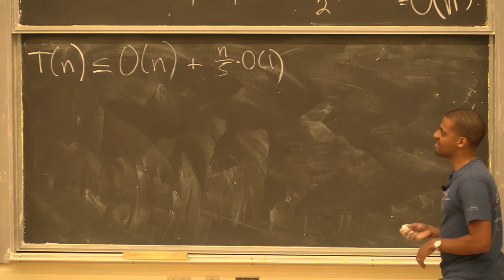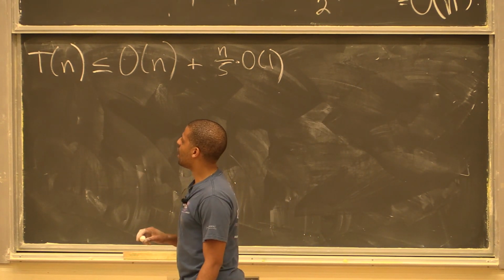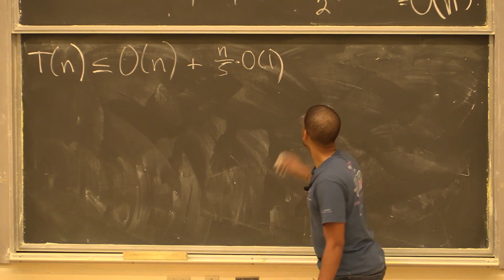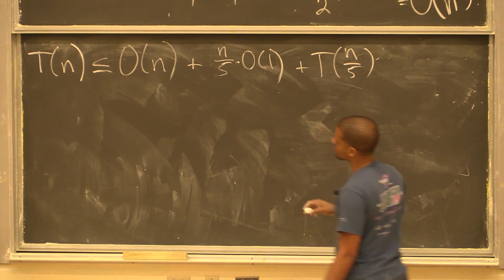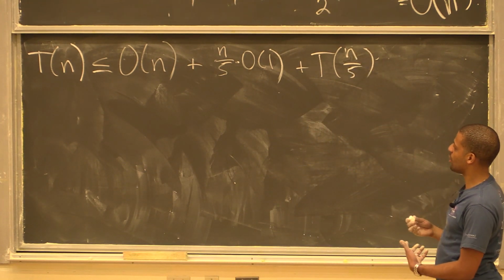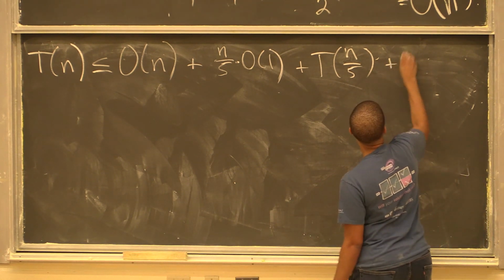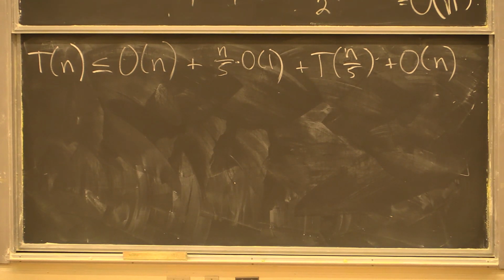And then I have to recursively call myself on this array B. B has size n over 5, so that's T of n over 5. Then I have to pivot around P. That takes linear time, plus O of n. Then I have to call myself on either L or R.